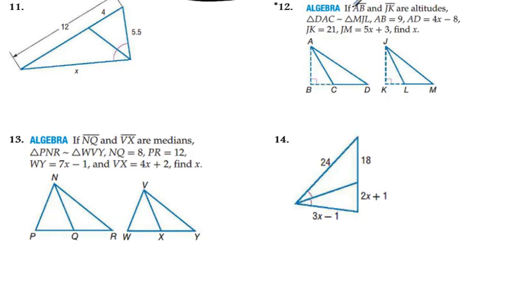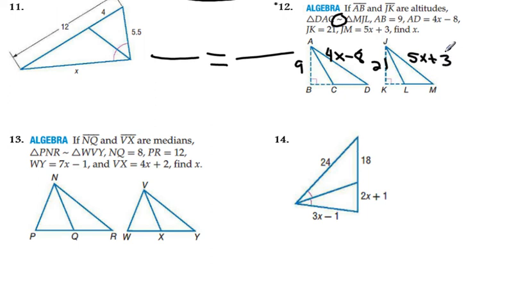Number 12, it says AB and JK are altitudes. So once again, altitudes in two triangles are going to divide the triangles up proportionally. And it says that DAC is similar to MJL. As soon as you see that symbol, you set up a proportion. Alright, now we need to label our picture. AB is 9. AD is 4x minus 8. JK is 21. And JM is 5x plus 3.